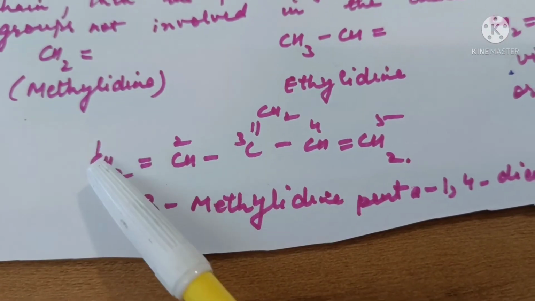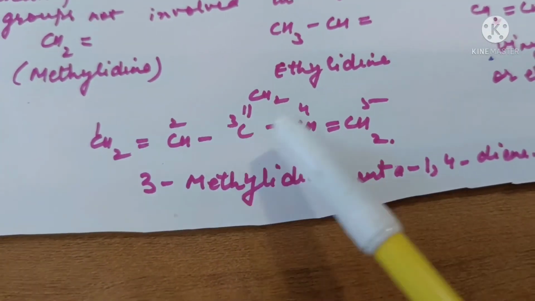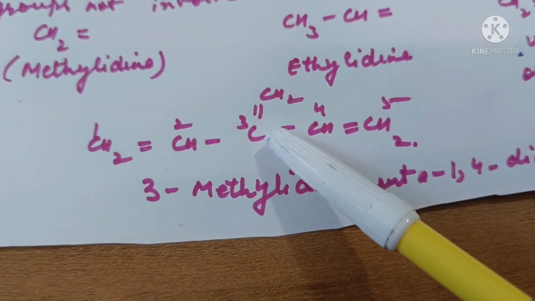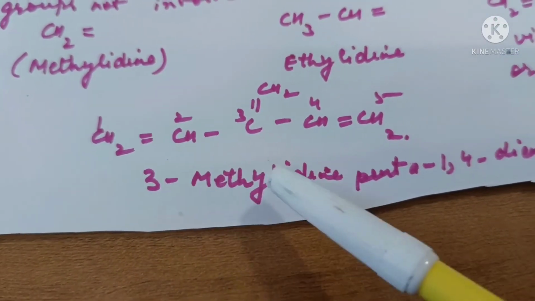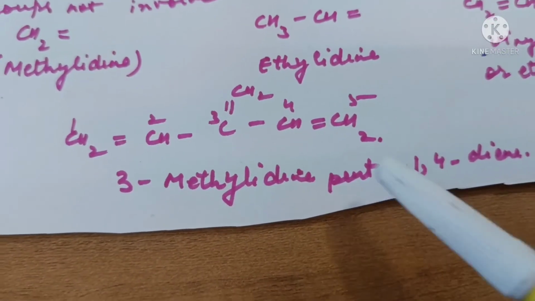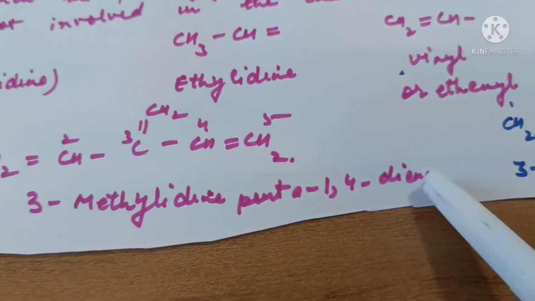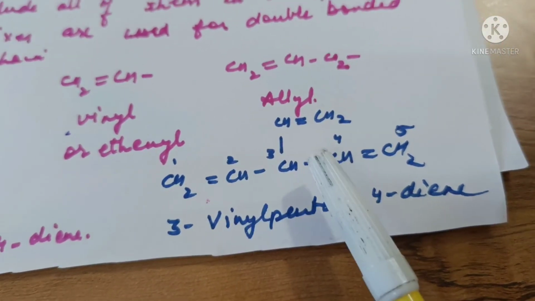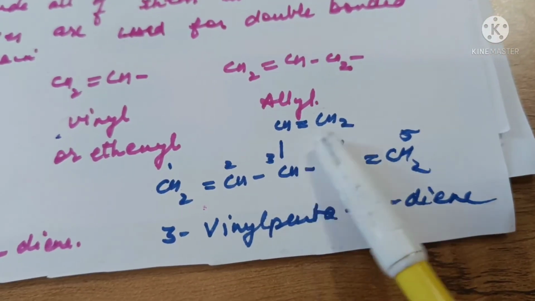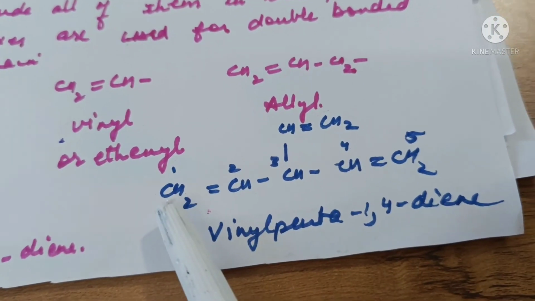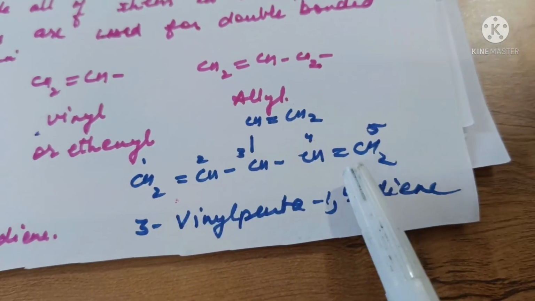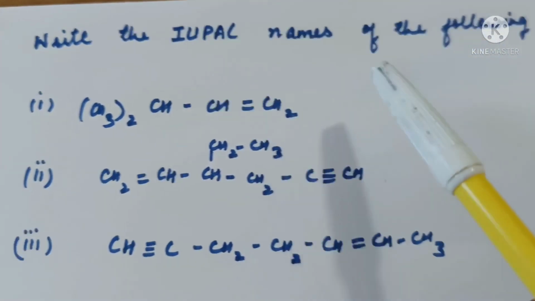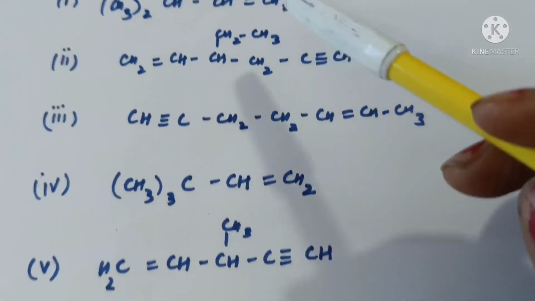So numbering starts from this end: 1, 2, 3, 4, 5. So the methylidene group is attached at position 3, so the name will be 3-methylidenepenta-1,4-diene. Similarly, this compound will be named 3-vinylpenta-1,4-diene. Based on these rules, write the IUPAC name of the following compounds.